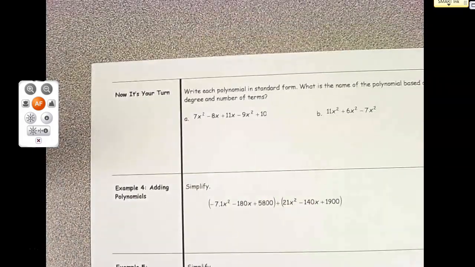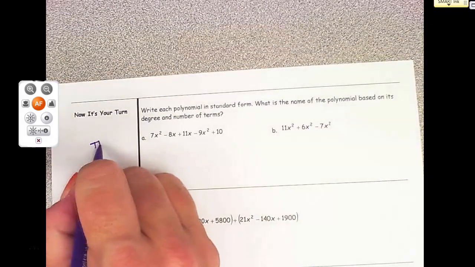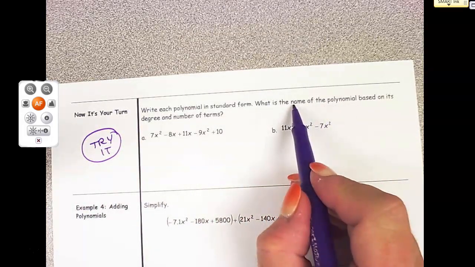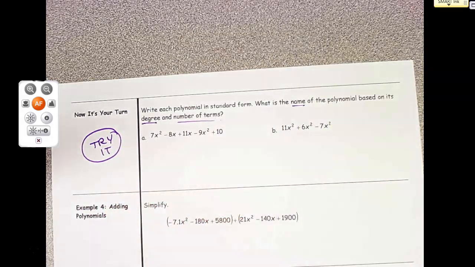So here we finally have a try it, and now it's your turn. So please pause the video and attempt to name each polynomial based on its degree and number of terms.